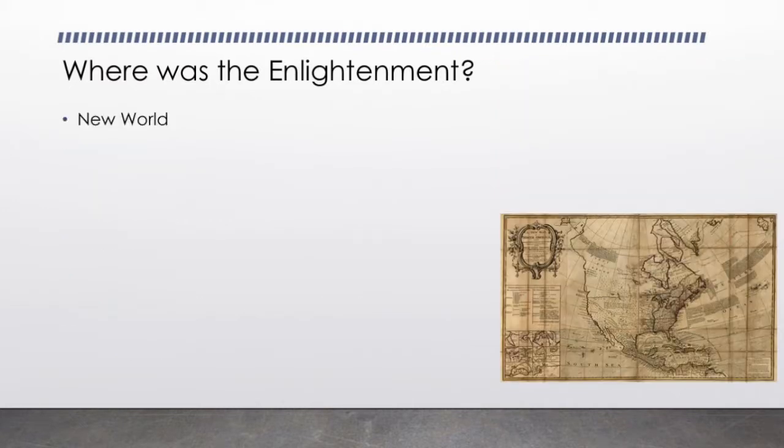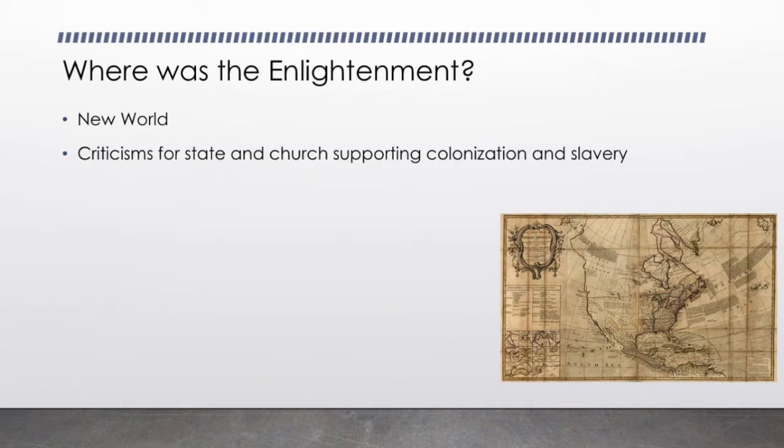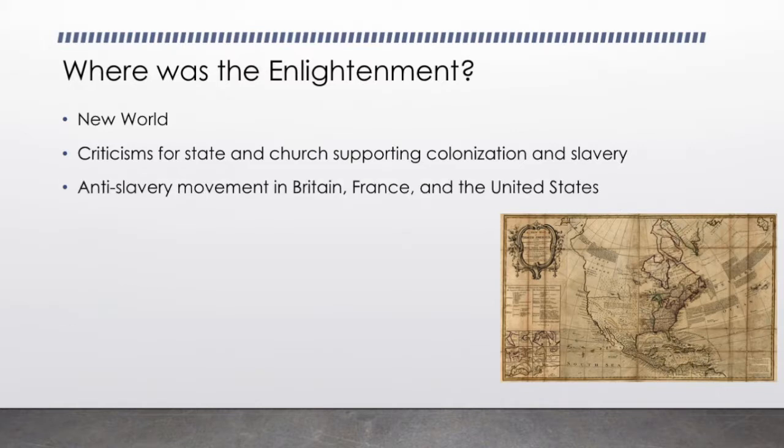Additionally, in the New World, philosophers also criticized the state and church for supporting European colonization and slavery. The Enlightenment belief in natural rights helped fuel the anti-slavery movement in Britain, France, and the United States in the 1780s. Abolitionists encouraged freed slaves to share their story of enslavement. Hearing the first-hand accounts of slavery gave the push society needed to spur the abolition of the slave trade and then slavery itself.